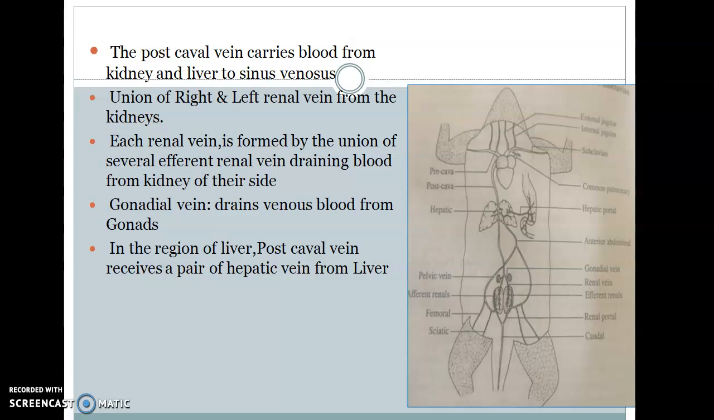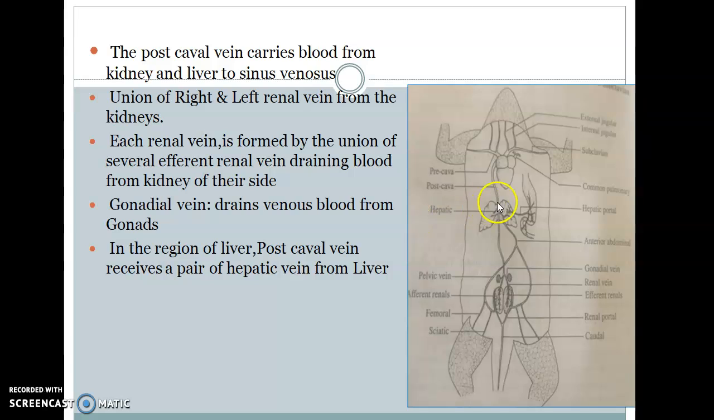Then comes the postcaval vein. As I told you, this is mainly concerned with carrying blood from the posterior part, mainly from the kidney as well as the liver, to the sinus venosus. The union of the right and left renal veins constitutes the renal vein, which comes from the kidney. Each renal vein is formed by the union of several efferent renal veins, which drain blood from the kidney of that side.